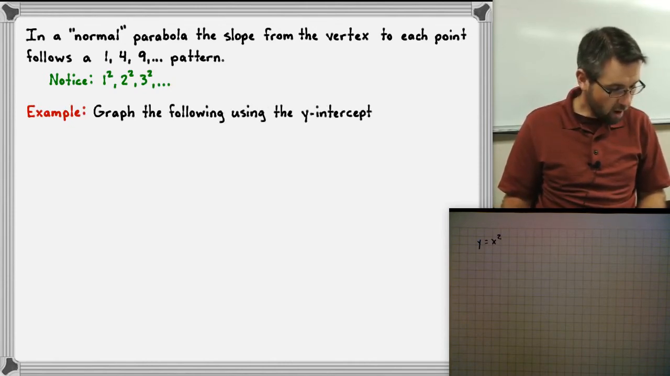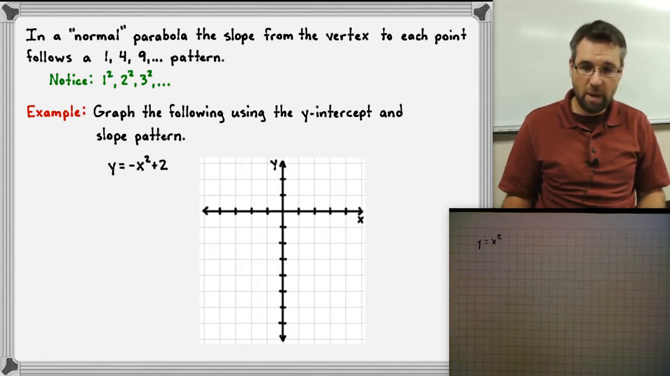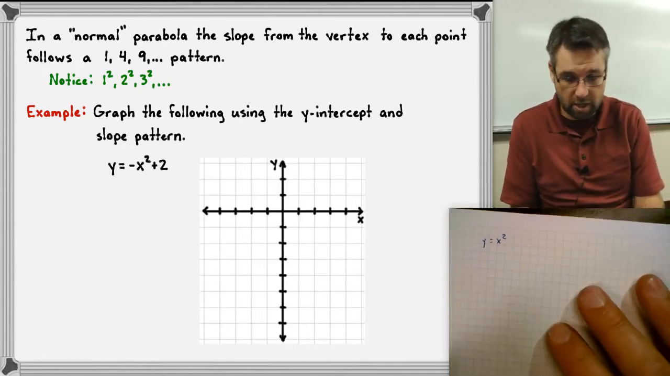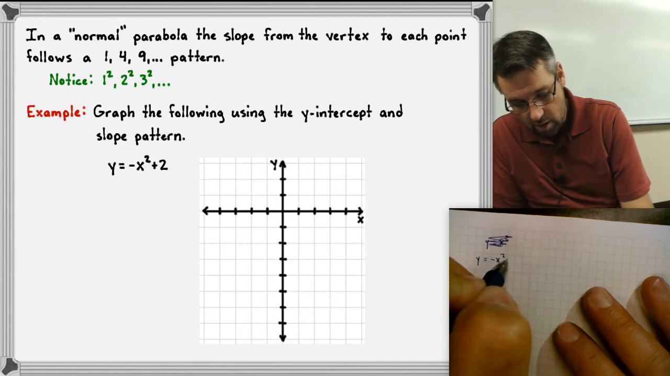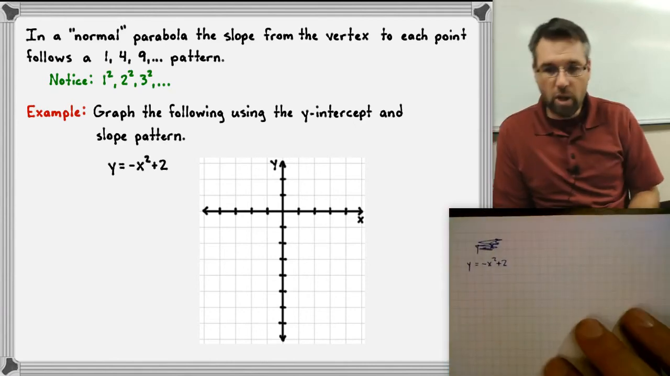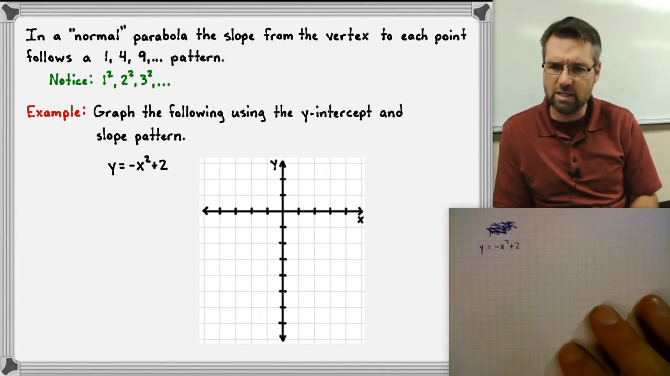And I want you to graph the following using the y-intercept and the slope pattern. Now, I'm going to do this on my paper here. So I'm going to go ahead and cross this out and actually put the equation y equals negative x squared plus 2. Well, now I can create a table. I don't want to do that. I want to try and graph this as quickly as I can.